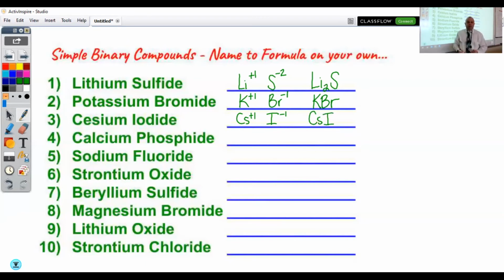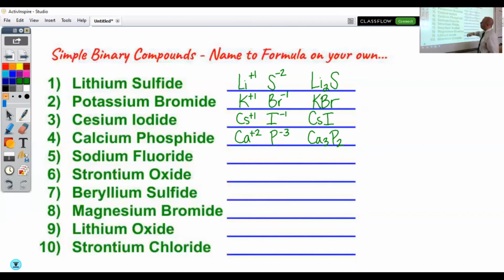In my fourth example, I have calcium. Calcium has a +2 charge because it's found in group 2 on the periodic table. Phosphide, which is found in group 15, has a -3 charge. Here's a case where I need to find my least common multiple. So 2 and 3 is going to be 6. That means I'll need 3 copies of calcium, and I'll need 2 copies of phosphide in order to get to that equal point where they'll cancel each other out.